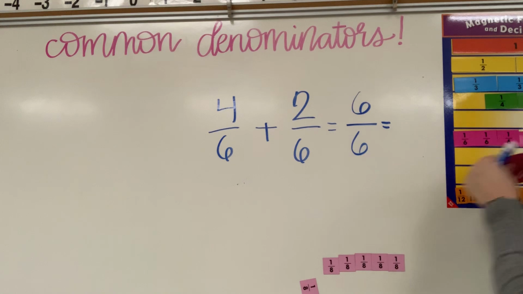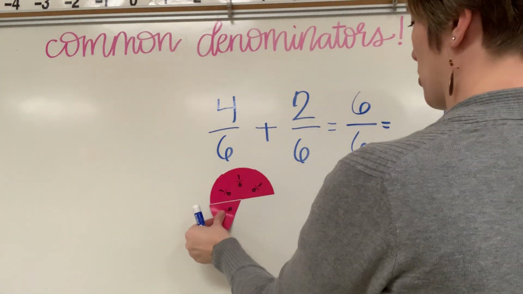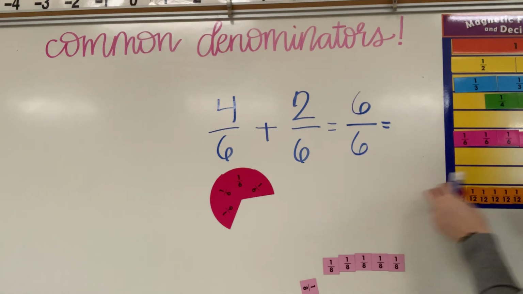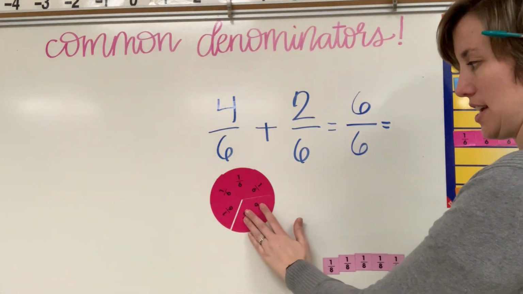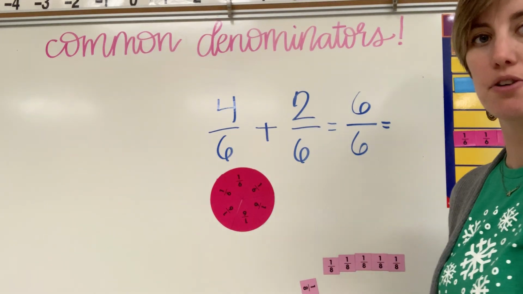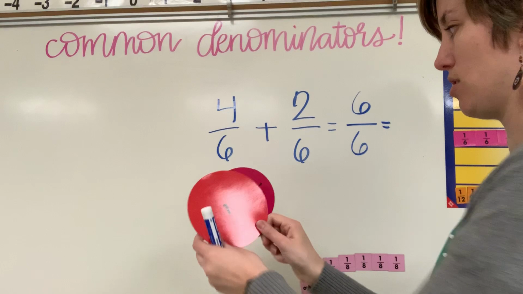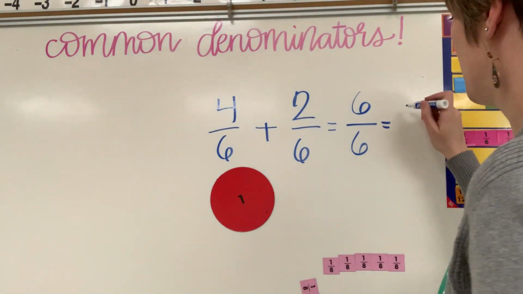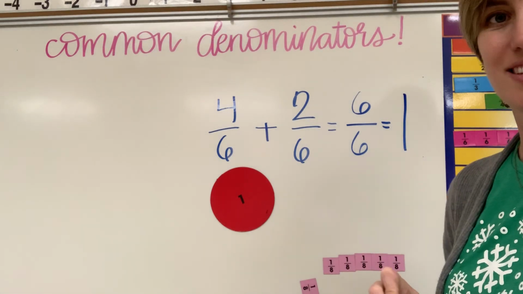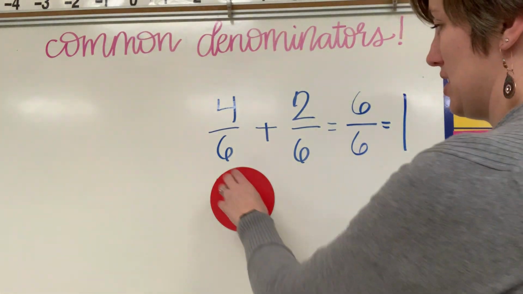Well, I happen to have a piece of pie here, some pie. Here's 4/6, right? Here's 2/6. If I put these things together, how much of the pie do I have? The whole thing. Here's 1 whole. Are these things the same size? Sure are. 6/6 is the same as 1 whole thing.